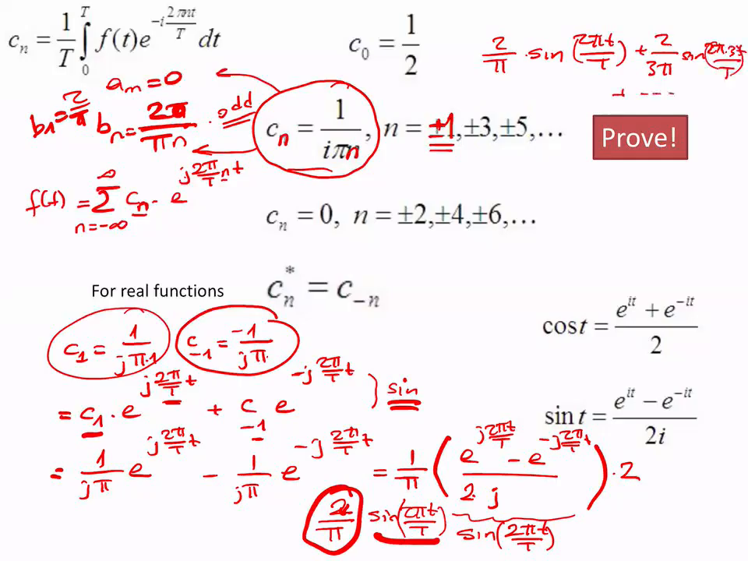Then I will have C0 as my DC value, and it will be 1/2. Okay, I hope this is clear enough, and I will go to the next topic.